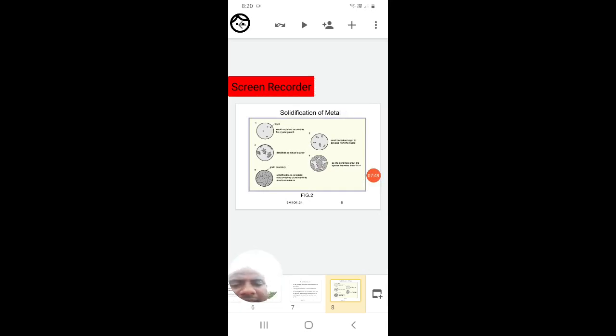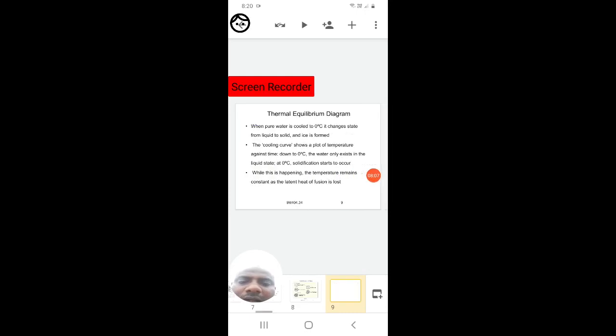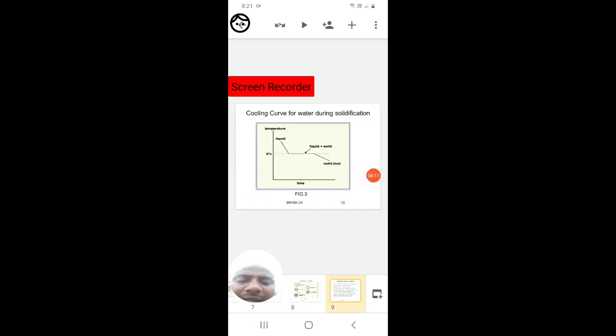So like that we will be alloying two materials. You will see in this diploma syllabus binary system alloys, to mix the two materials. So that's why you will study the solidification of a metal. So next you will see the thermal equilibrium diagram.